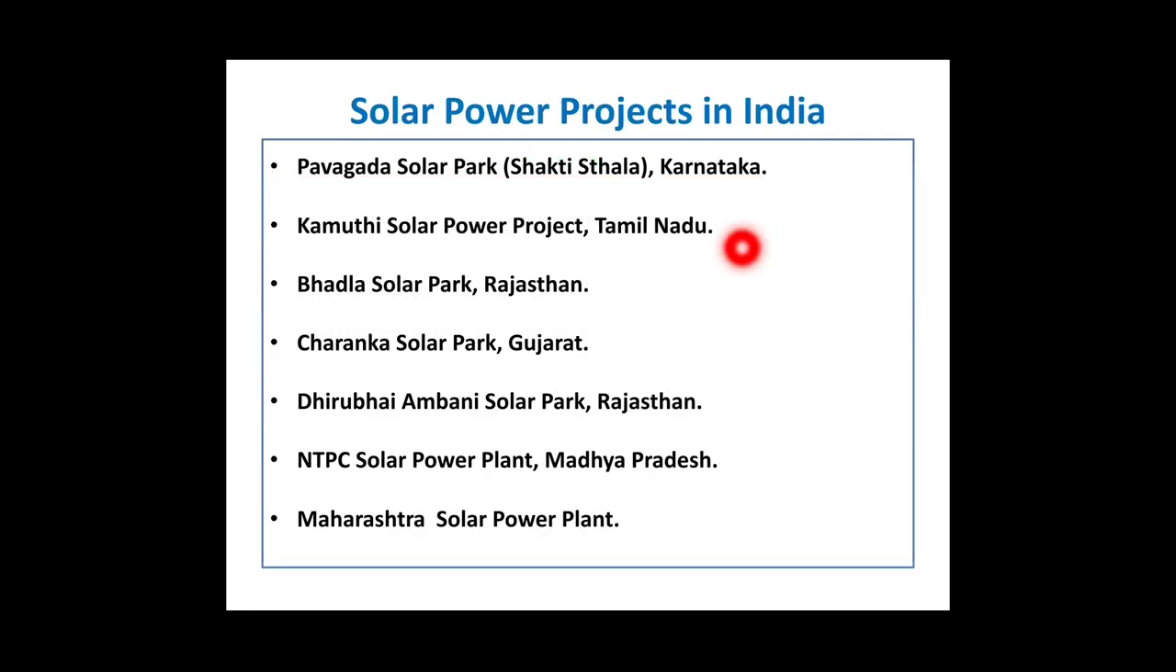Now, solar power projects in India. So this is a long list. There are points, the names written of the solar power projects in India. The Pavagada Solar Park in Shakti Sthala, Karnataka. The Kamuthi Solar Power Project in Tamil Nadu and so on. So this is the list.